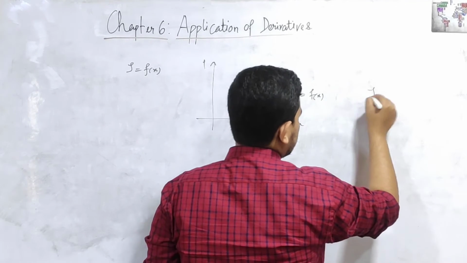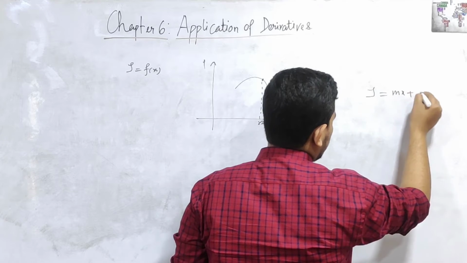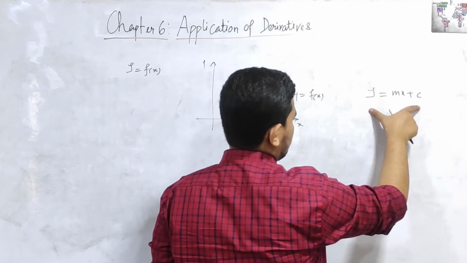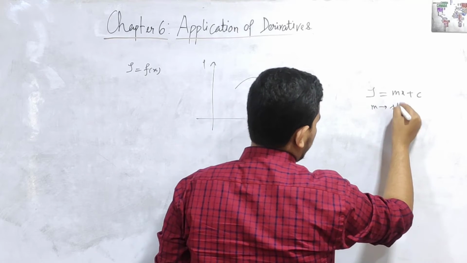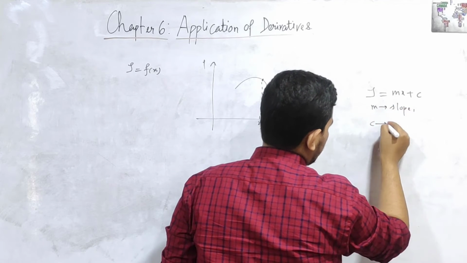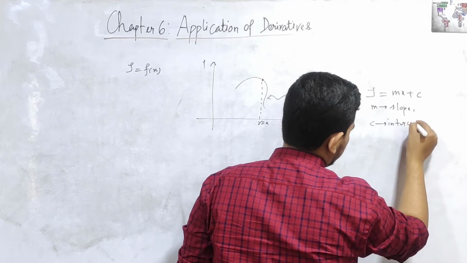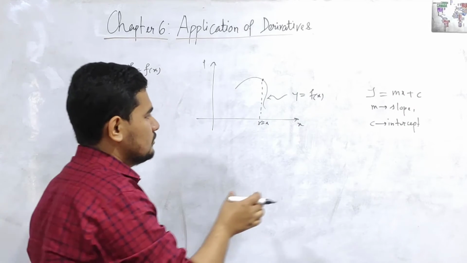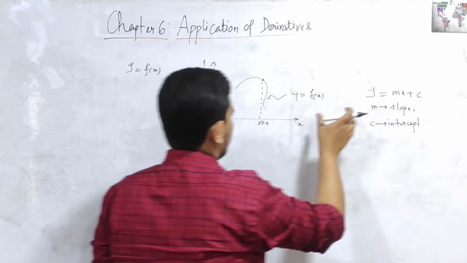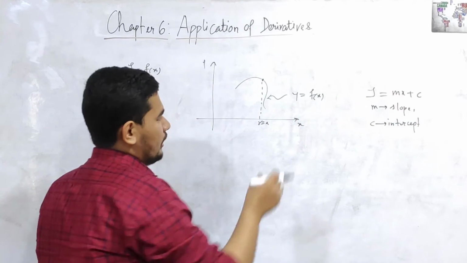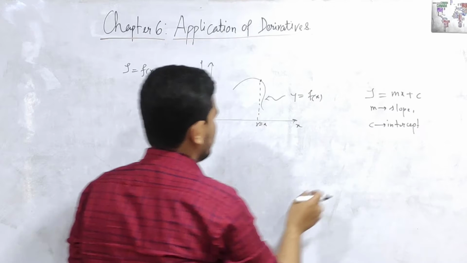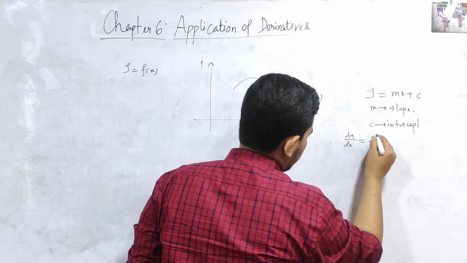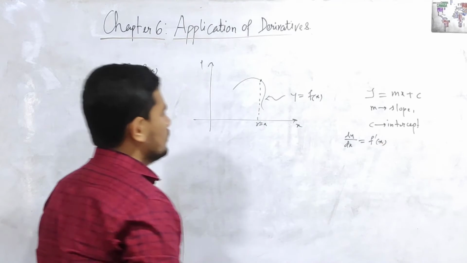As I have already said, I am interested in finding out the equation of a straight line, y equal to mx plus c, where m is slope, c is intercept, and x and y are 2 points. To find out the equation of the straight line, the x point will be given to me, and I need to find out the slope. So slope will be dy by dx equal to f dash of x.